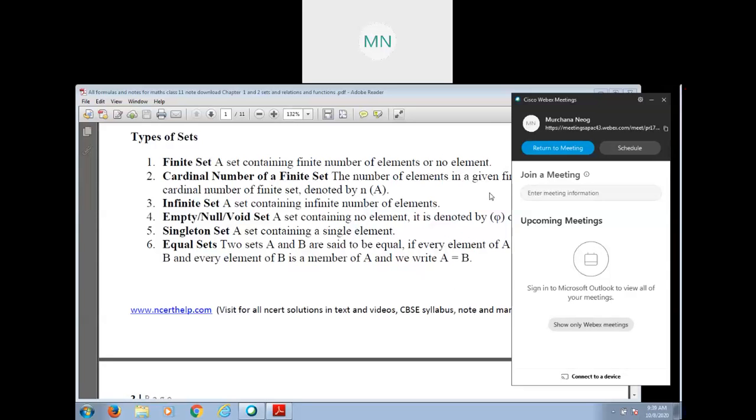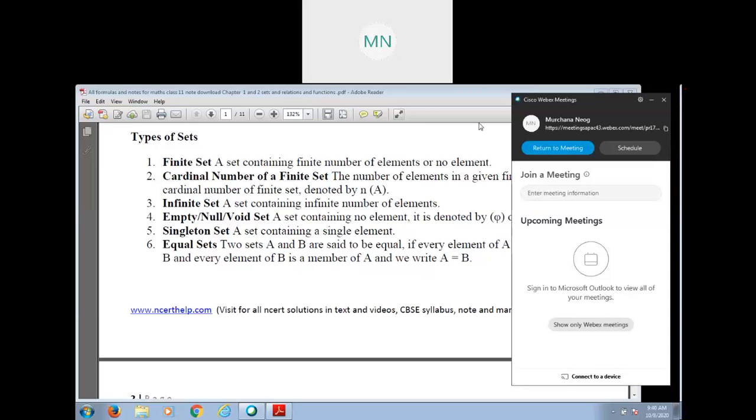In the previous class, we discussed sets and some standard notation like capital N, Q, Z. Capital N is what? It is the set of natural numbers. Z indicates the set of integers, and Q the set of rational numbers, and so on. These are already discussed. And today we will discuss types of sets.